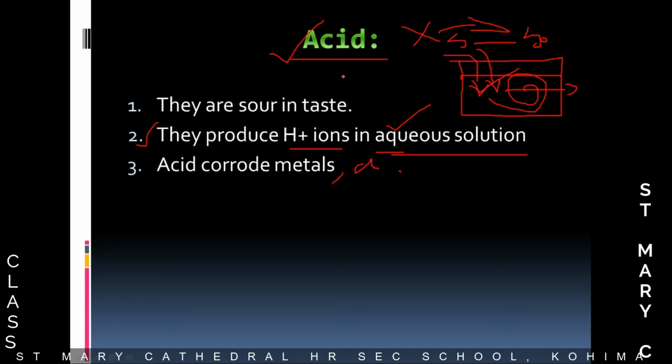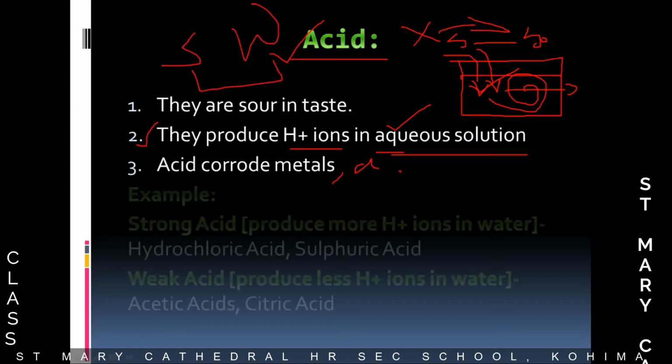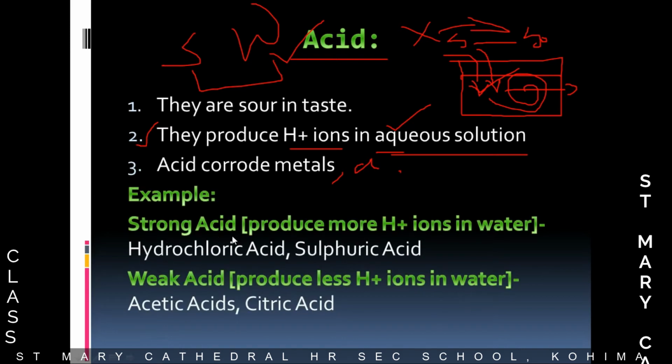Alright, now when we talk about strong acid and weak acid, how can we differentiate them? Over here you see that strong acid produces more hydrogen ions in water, okay? When we talk about weak acid, it produces fewer hydrogen ions in water, okay? Now you can give examples like hydrochloric acid, sulfuric acid, or acetic acid for weak acid, okay? Acetic acid or citric acid. Now remember, whenever definitions are asked, give the definition plus give the example, at least one example.